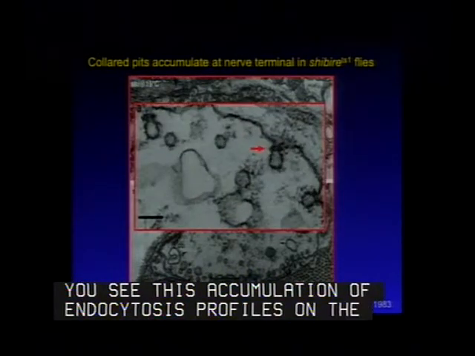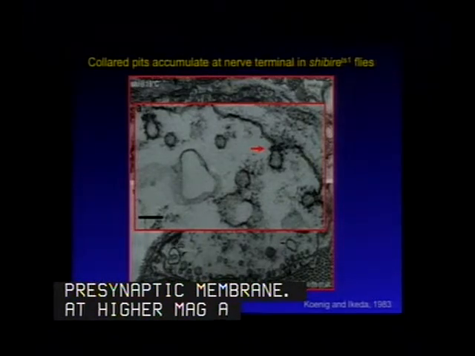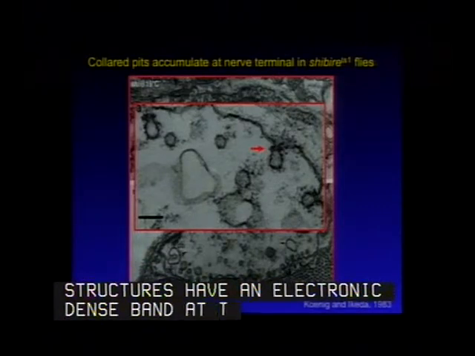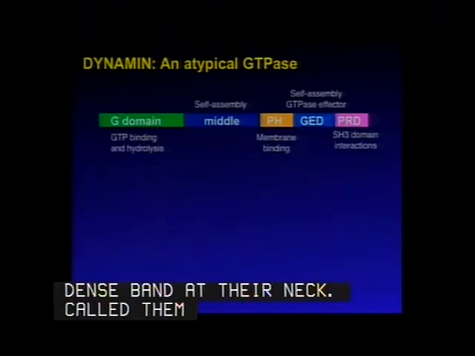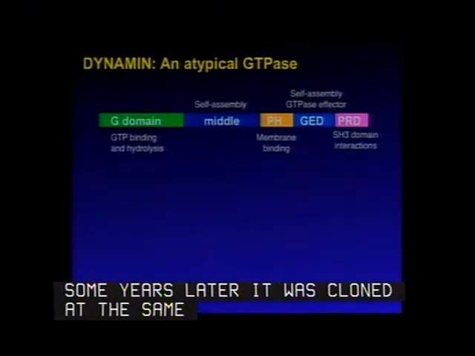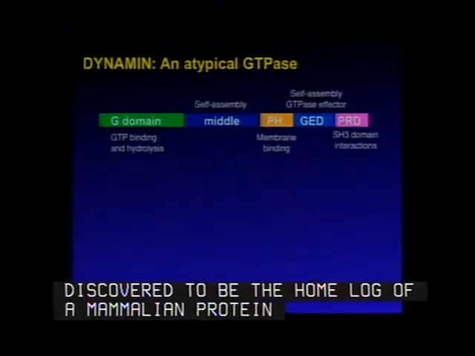At higher magnification, Kazuo Ikeda noted that many of these endocytic structures have an electron-dense band at their neck. He called them collared pits. Some years later, shibire was cloned by Richard Vallee and Alex van der Bliek at the same time and discovered to be the homologue of a mammalian protein that Richard Vallee had discovered and called dynamin.